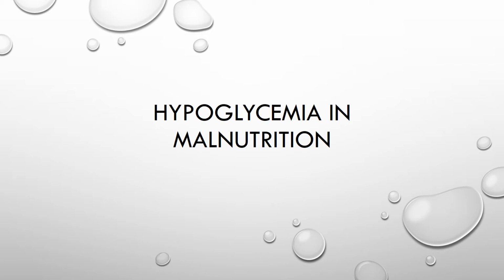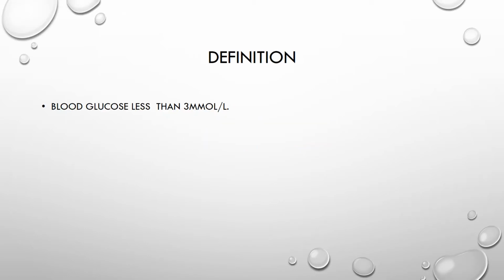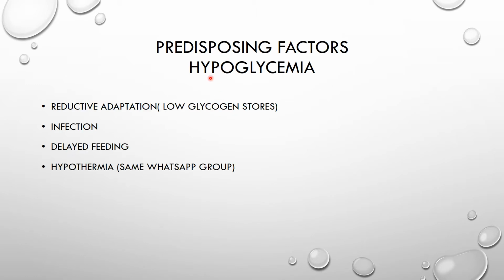We're talking about hypoglycemia in malnutrition. This is defined as a blood glucose level of less than 3 millimolar. Now, the predisposing factors to hypoglycemia in malnutrition.